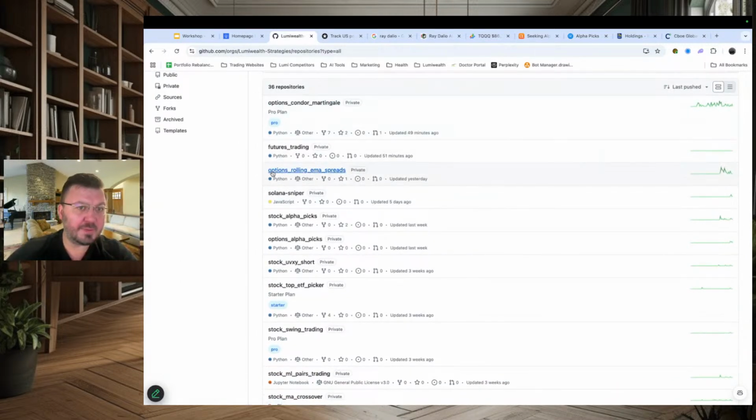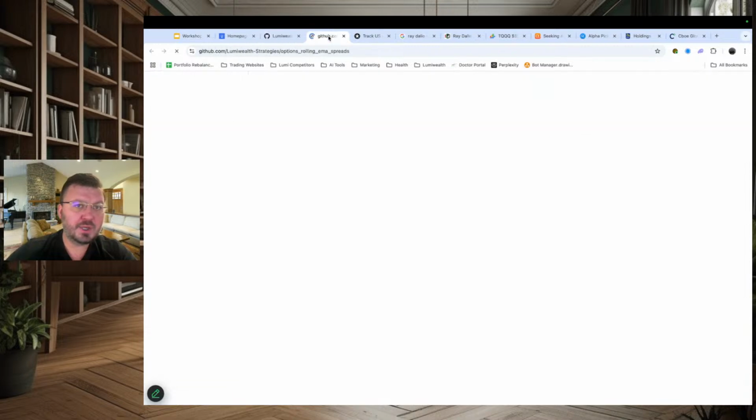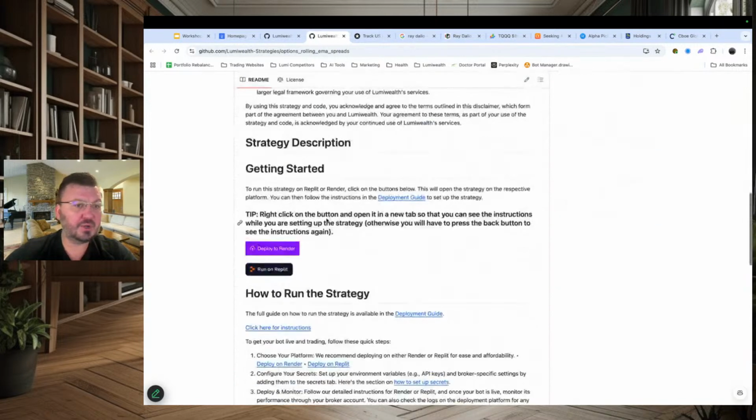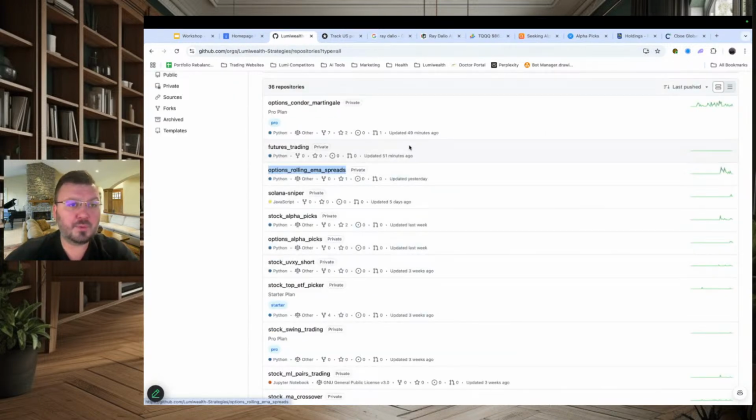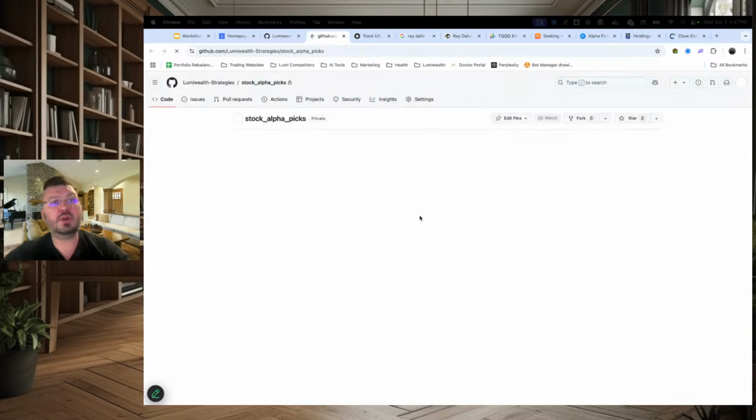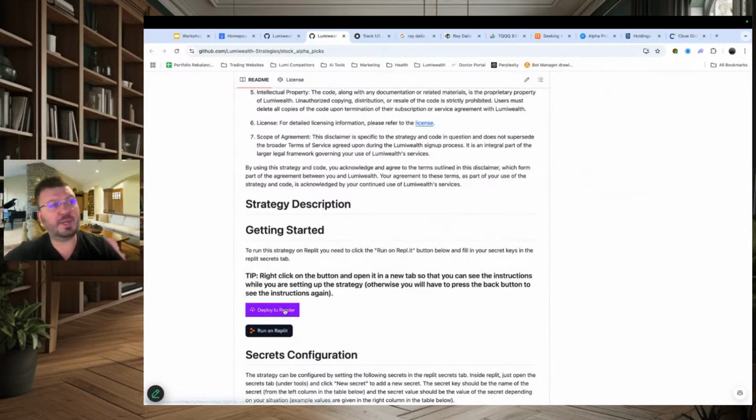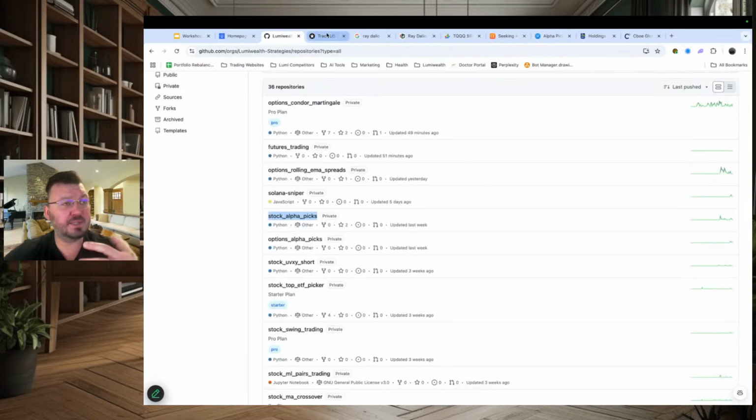This is that rolling EMA spreads bot. If you want to run that one, you click on this and basically go down here. You go deploy to render, and you can actually run this thing yourself. We have our Alpha Picks bot. If you want to do that, you would again go here and then click on deploy to render. We also need to give you an API key. So if that's something that you want to do, please reach out to me. We need to give you an API key for that specifically.